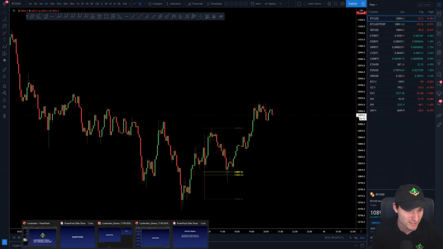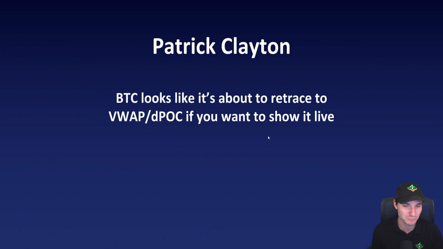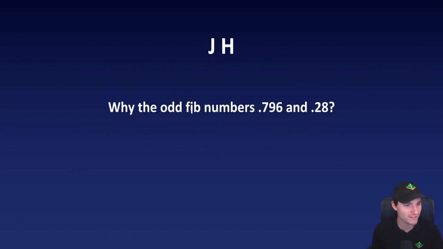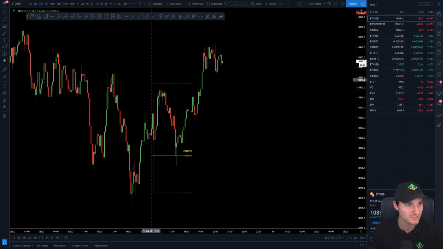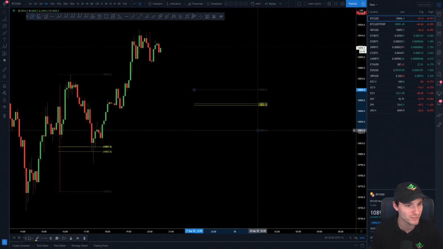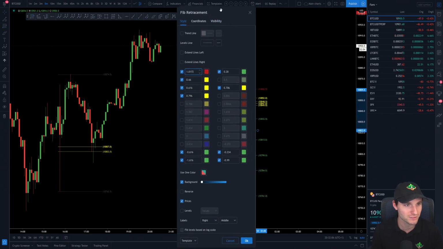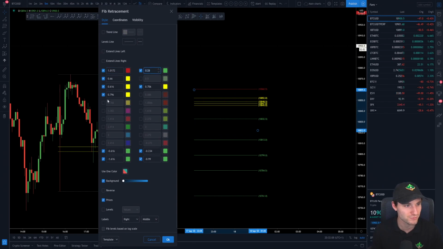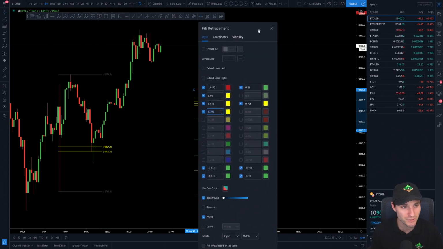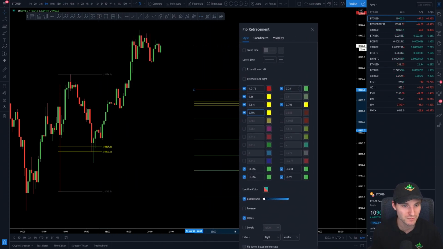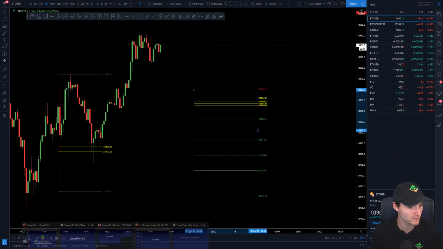I guess I can just say yes. It is probably going to retrace back to that VWAP. Why is the odd number .789 and .229? That is because that is based off of what I gave you with the CCW setup. That was obviously with the .228 and the .789. I refer you back to the CCW setup live stream where I covered those fibs.